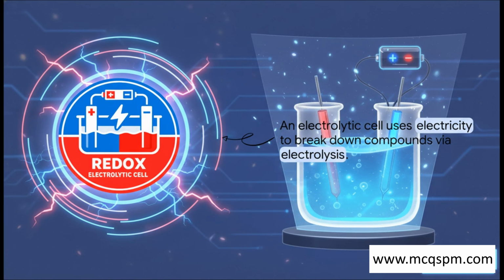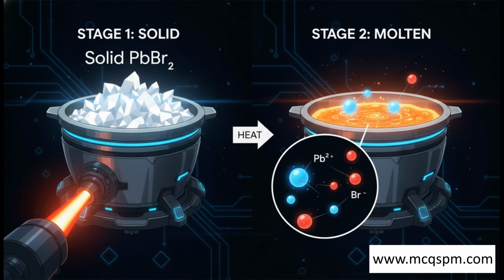Okay, so here's what a typical setup looks like. You've got an external power source, like a battery, and we use that to push an electric current through our electrolyte. And that whole process of breaking down the compound, that's what we call electrolysis. See the two electrodes? They're dipped right into the liquid and hooked up to the positive and negative terminals of the battery.